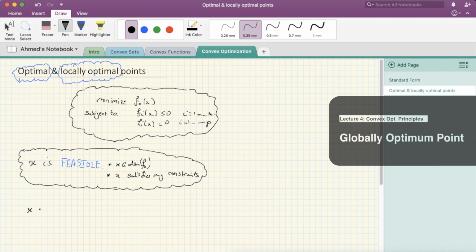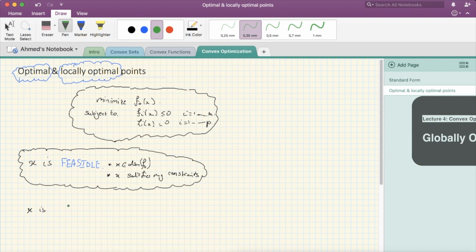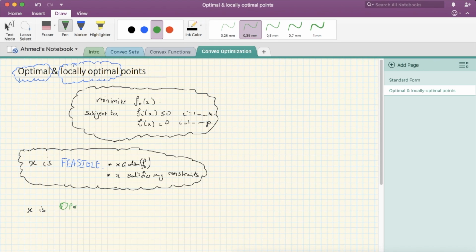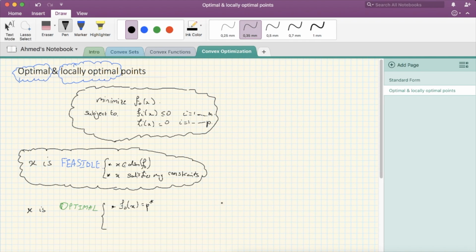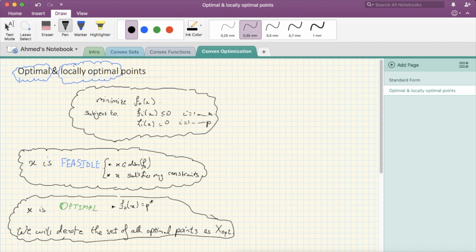It is when it is optimal, right? So when do I say that my x is optimal? It is when the cost at x is p star. And what is p star? The infimum of this set. And that's it. Usually people denote all optimal points as x opt, because the optimal point is not necessarily unique, right? So this defines what an optimal point is.